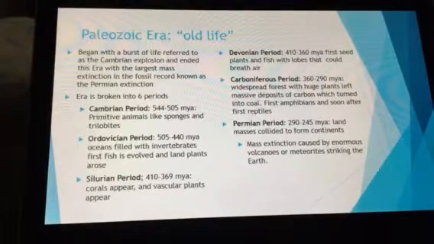Alright, let's talk about the 6 periods which occurred during the Paleozoic era. The first is the Cambrian Period. The Cambrian Period was kind of a neat period because we have a lot of simple eukaryotic organisms like sponges. Sponges just have tissues. And we have more complex ones like trilobites.